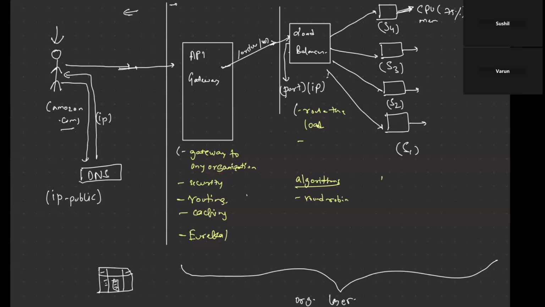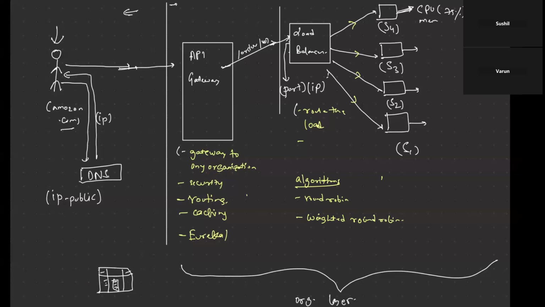So the first request comes, it will route to S1, then S4, S3, then S2 and S1. Then again, in the same sequential way, it will follow that. Then there is another algorithm which is called weighted round robin. So how do we configure this one? You configure this at the load balancer itself.